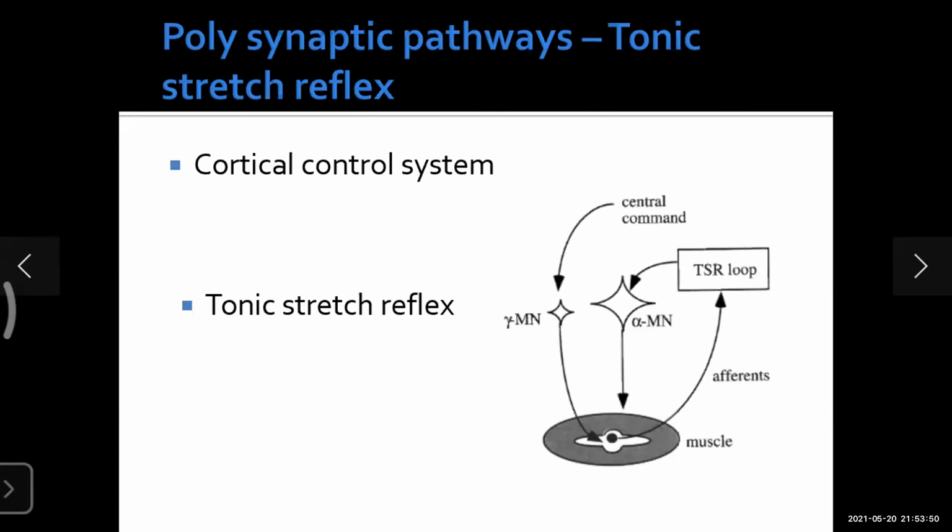So what they do is they are providing a central command. You can see here, it gives a command to the gamma motor neuron, and the gamma motor neuron creates the muscle spindle, the afferents go, and then they stimulate the alpha motor neuron. This is called a tonic stretch reflex loop. What we previously saw was a stretch reflex loop. Central command can give a command to the gamma motor neuron. So if it wants, it can increase the stiffness. If it wants, it can reduce the stiffness.